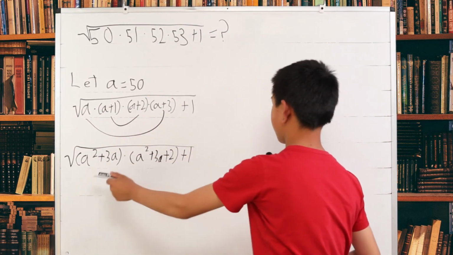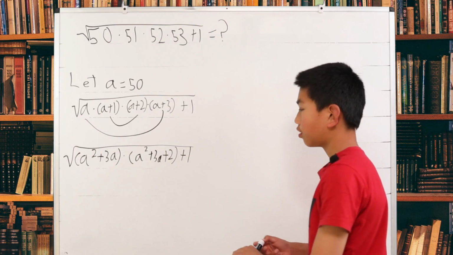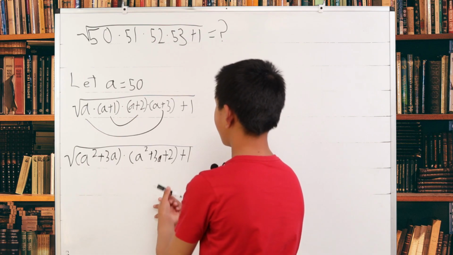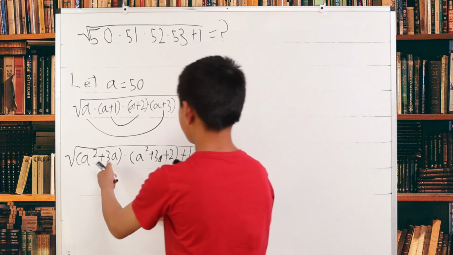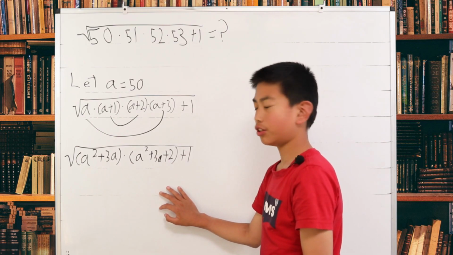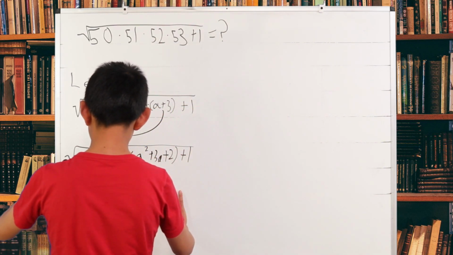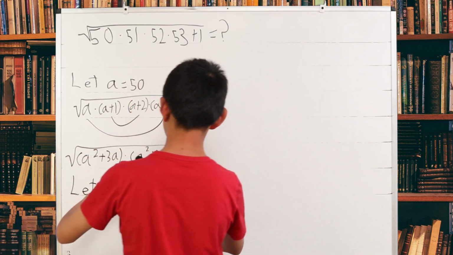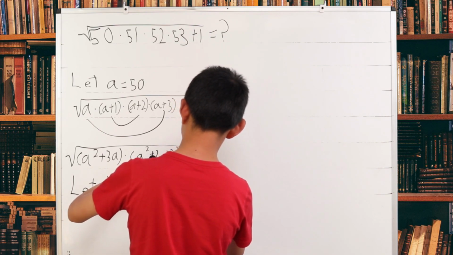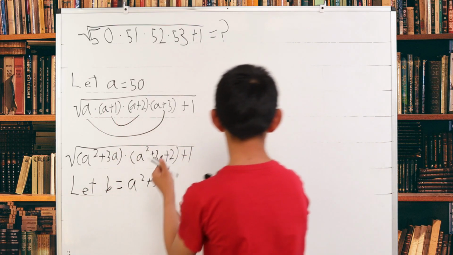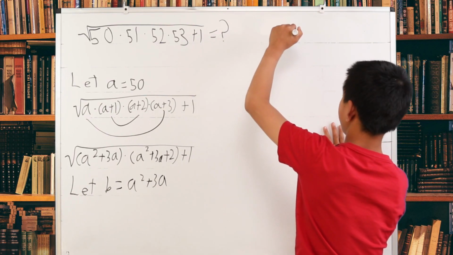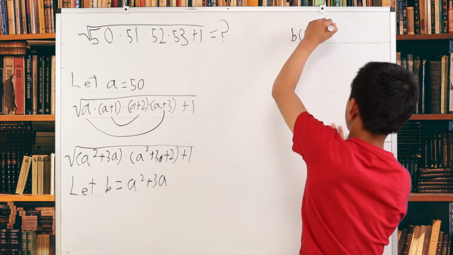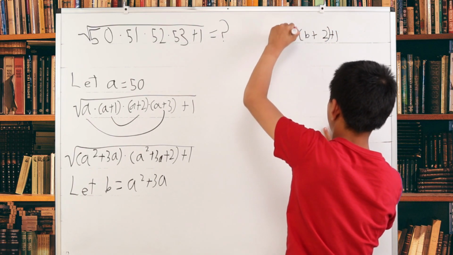Now, we don't multiply these out. We see that we can actually use our second substitution. We see that both of these terms being multiplied are at least A squared plus 3A, so we use that as a substitution. We let another letter, let's say B, be equal to A squared plus 3A. Now, this equation is going to be the square root of B times B plus 2 plus 1, and there's still the giant square root.